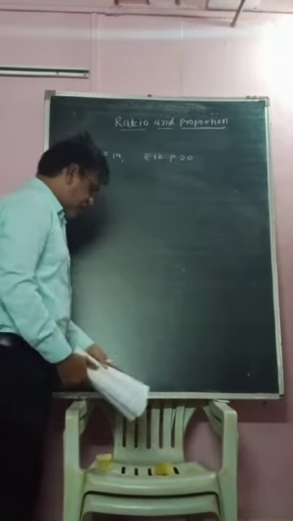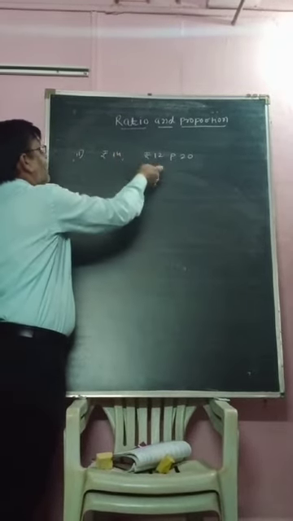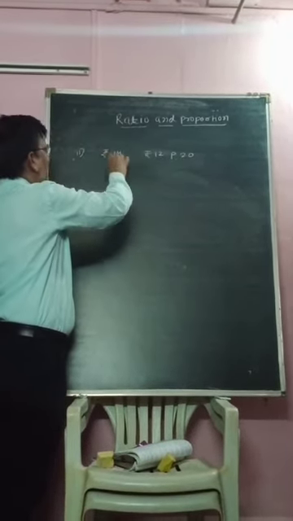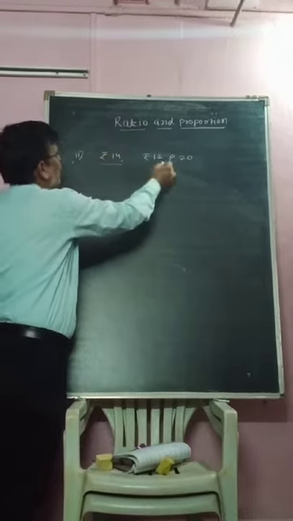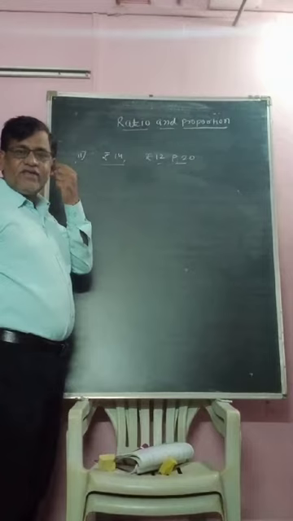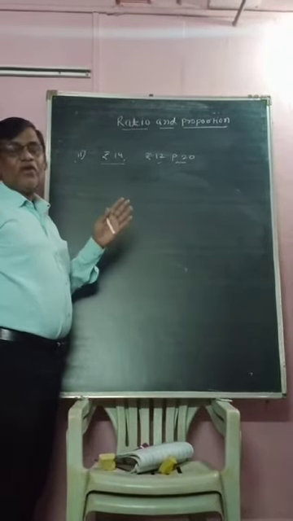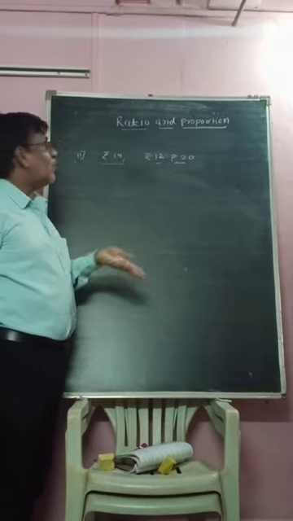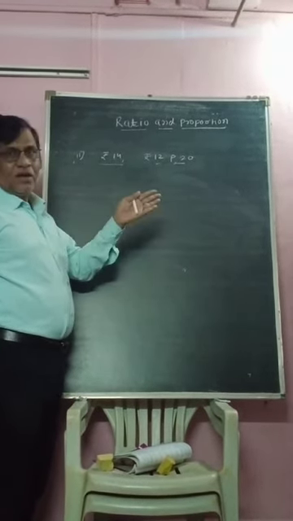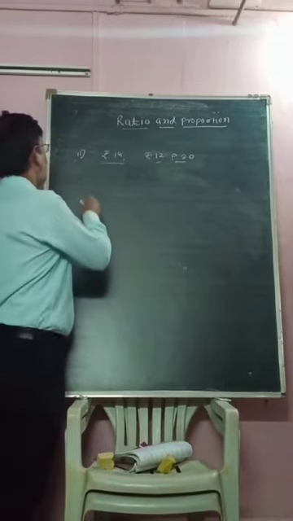Okay. Now here see, both the quantities are not in the same unit. Here it is rupees and here rupees and paise. Okay. Not the same unit. First you have to convert both the quantities in one unit. Either you convert it in paise or you convert it in rupees. Both the quantities.